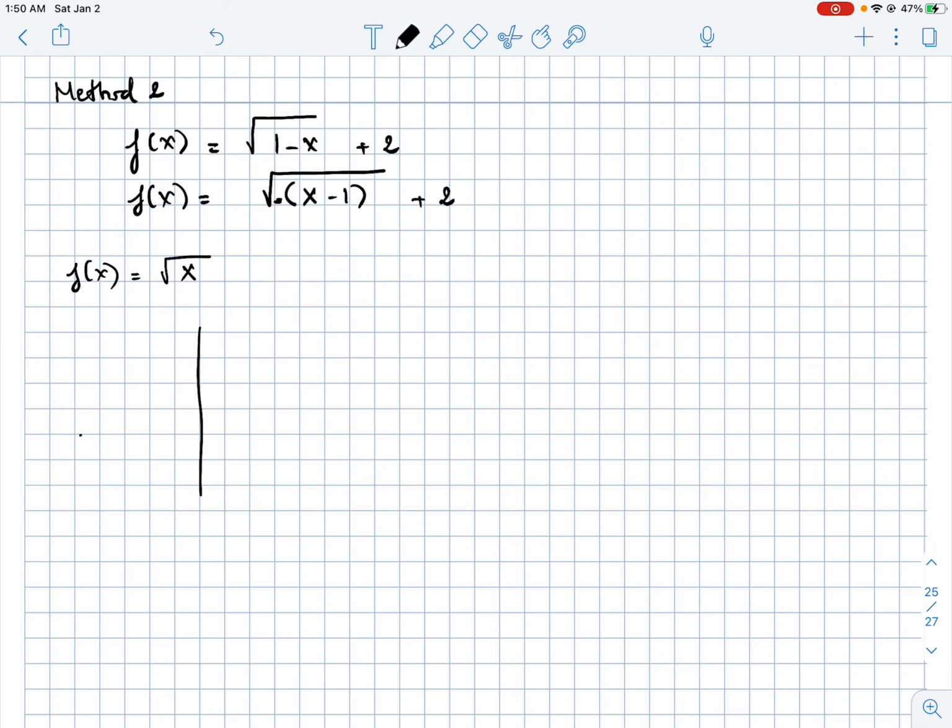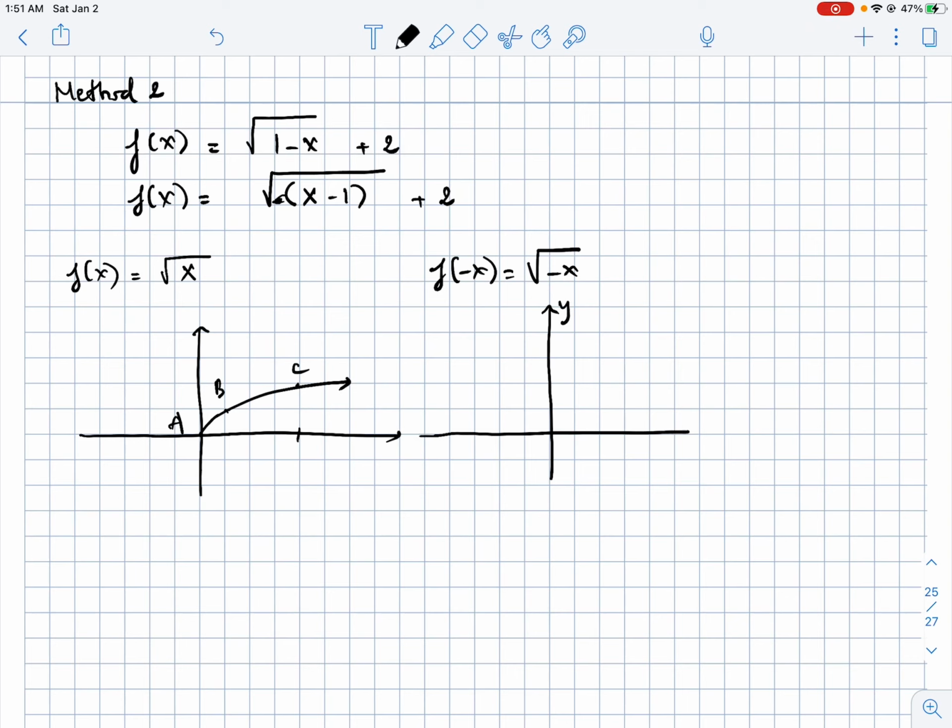For this function, first of all, we will begin from square root of x. Then we get the function like this. So we have A, B, C again. Now we do the reflection. So the minus is inside. So f of negative x equals square root of negative x. So we will reflect the graph about the y-axis.